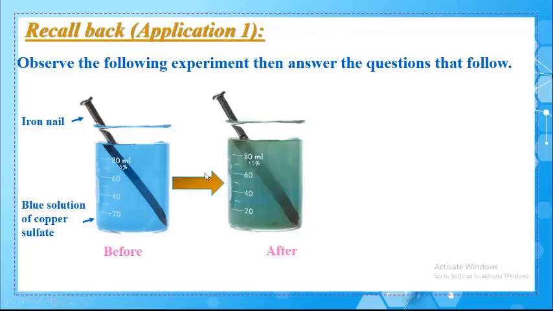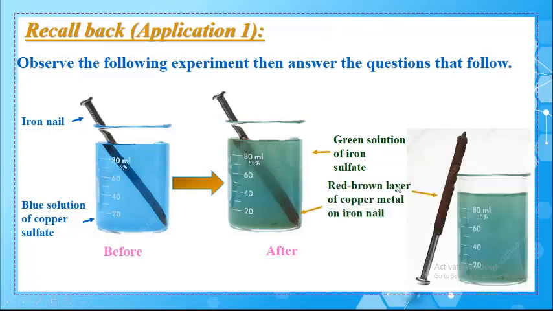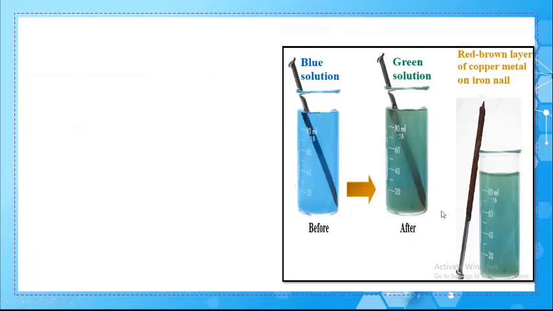Yes, what do they give? Good, look here, it's wonderful. What happens to the color? Do you see this color? Yes, it's a green solution of copper sulfate. And look here, what do we have on the iron nail? Look at the iron nail. Yes, it's a red-brown layer of copper metal on it.